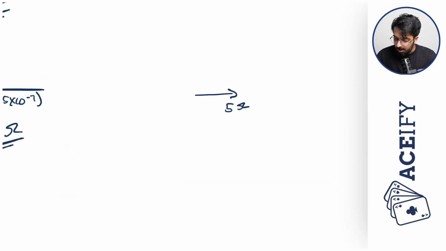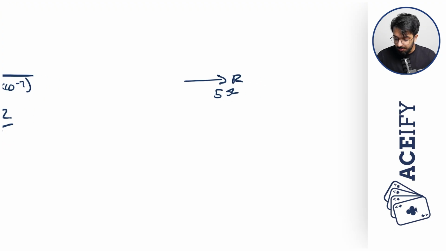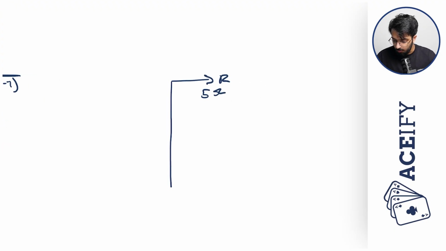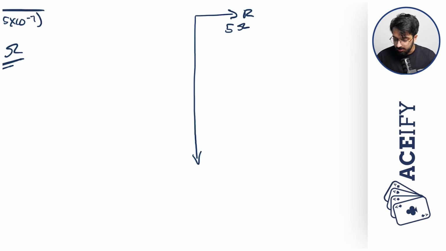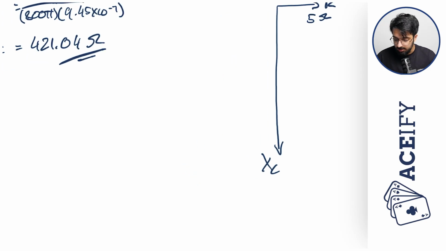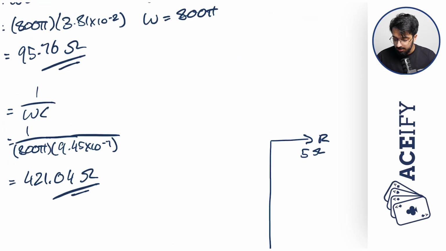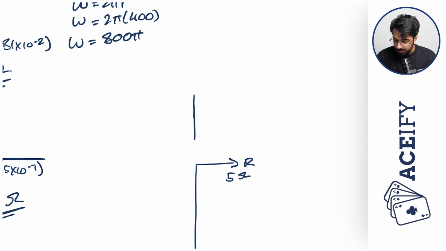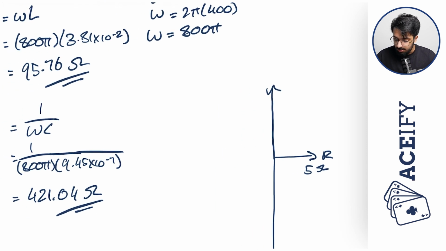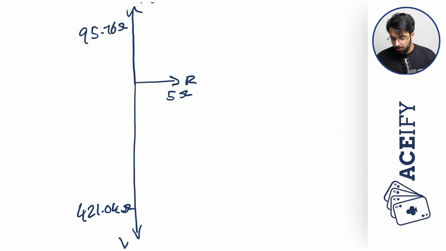So this is our R value, okay? The value of our capacitor is way bigger. So this is the reactance of our capacitor, and that's equal to 421.04 ohms. And the reactance of our inductor is slightly bigger than the resistance value, and that's 95.76 ohms. So that's the reactance of our inductor. And so our net reactance value is probably going to be roughly like so.